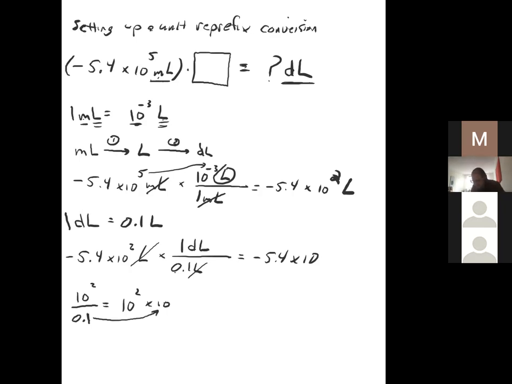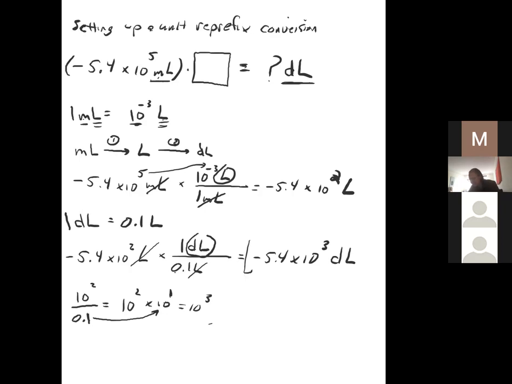Well, 10 is the same thing as 10 to the 1. That's what 10 is. 10 is 10 to the 1. So 10 to the 2 times 10 to the 1, you add the exponents. So you get 10 to the 3. So it's really just a 3 here. But now don't forget, we also have our unit, right? This is not a measurement unless it has a unit in here.